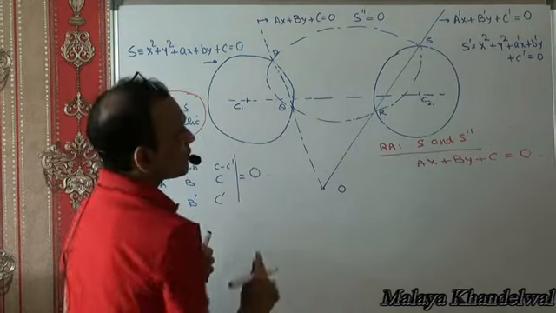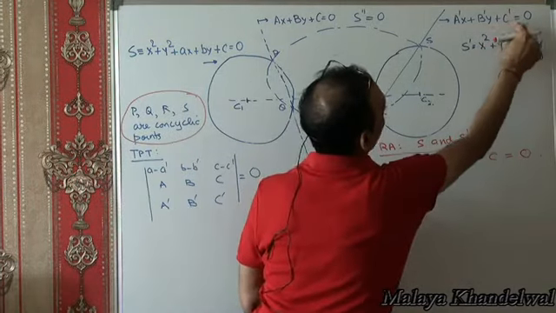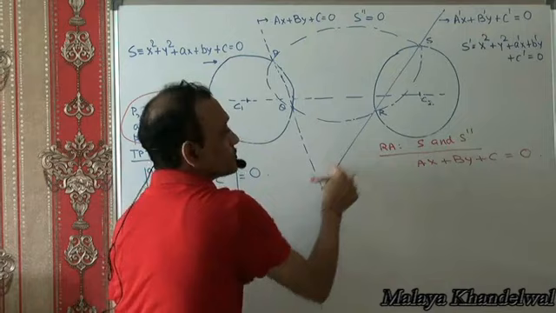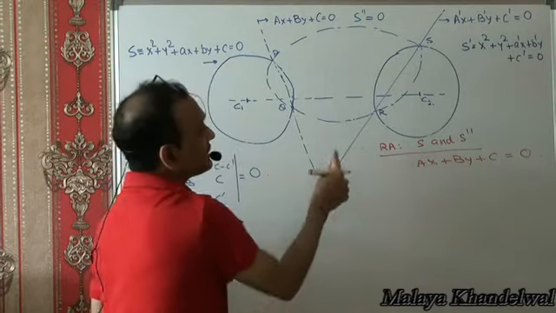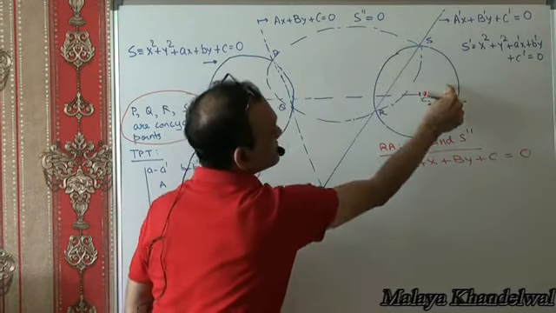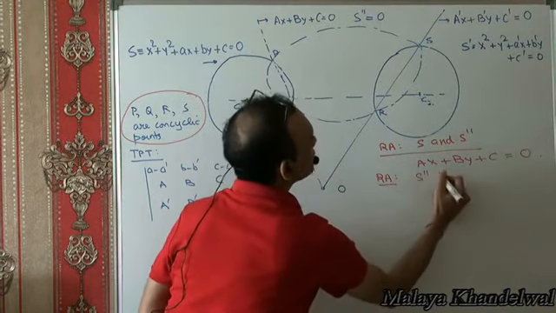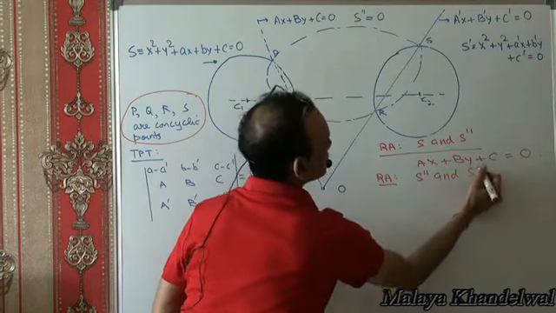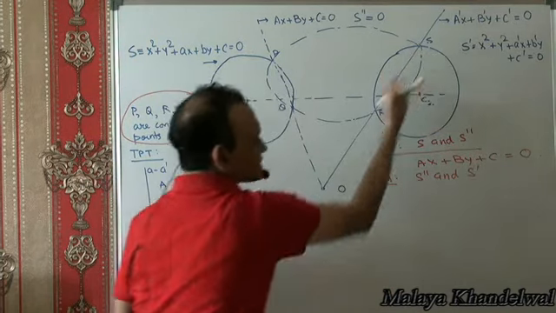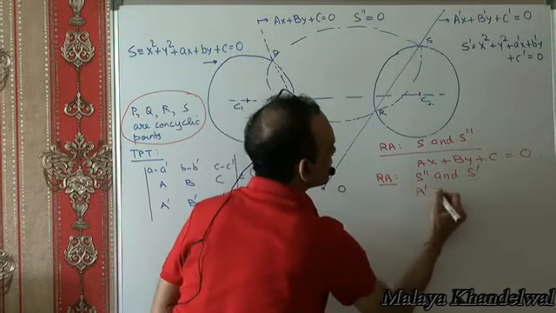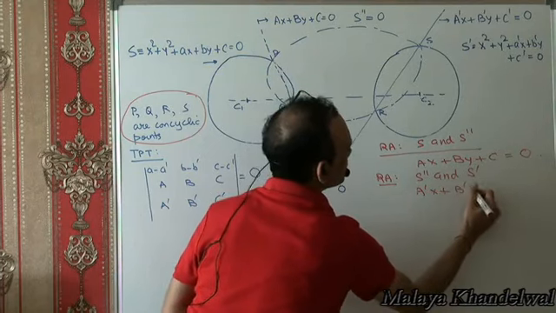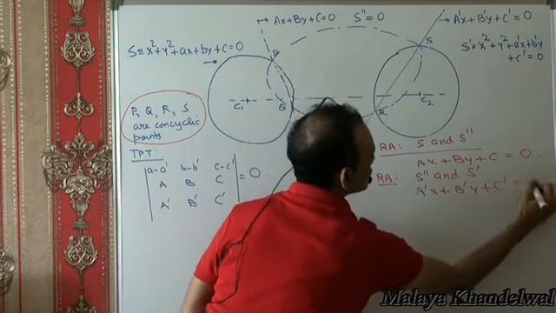Also, a prime x plus b prime y plus c prime equal to 0 is a common chord, therefore also a radical axis, of S double prime and S prime. So the radical axis of S double prime and S prime is this line, a prime x plus b prime y plus c prime equal to 0.